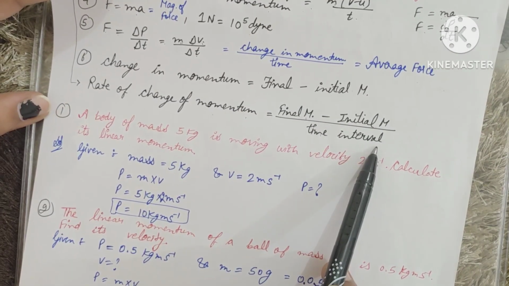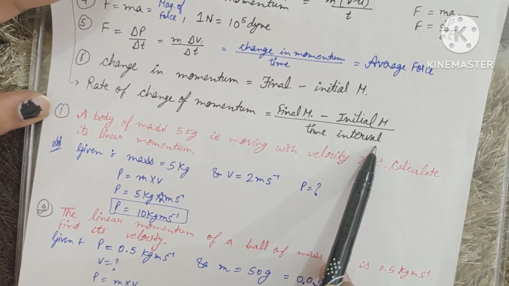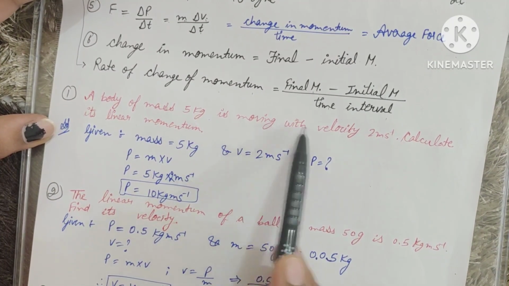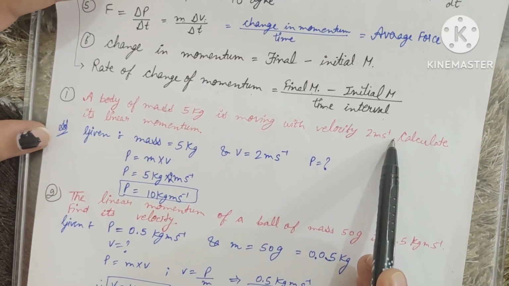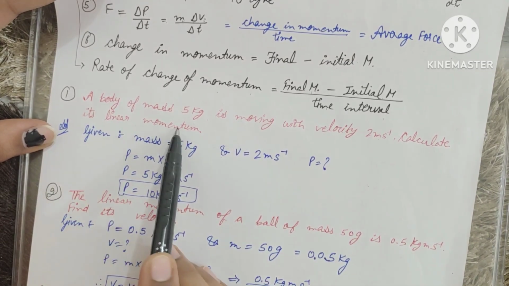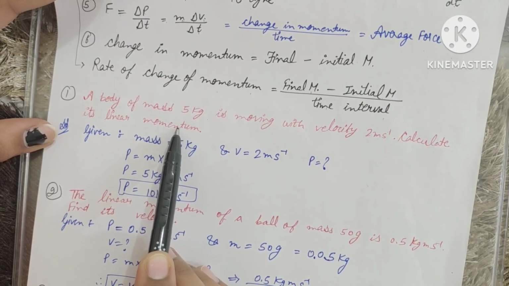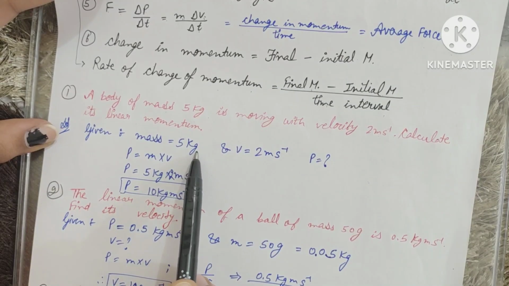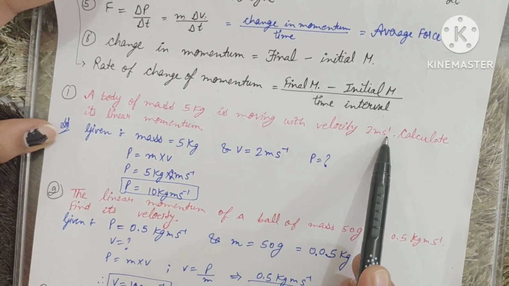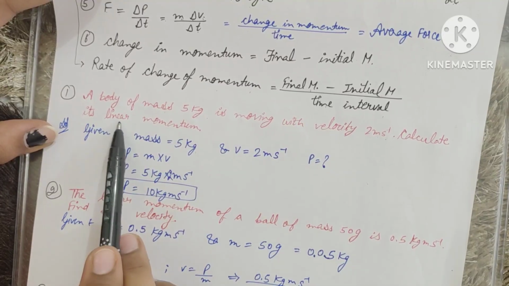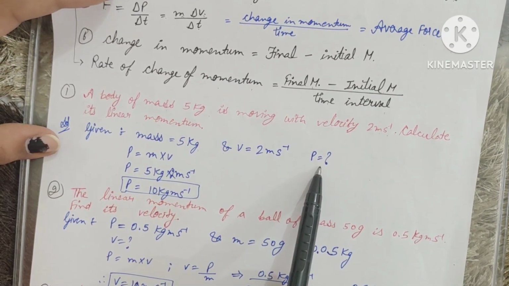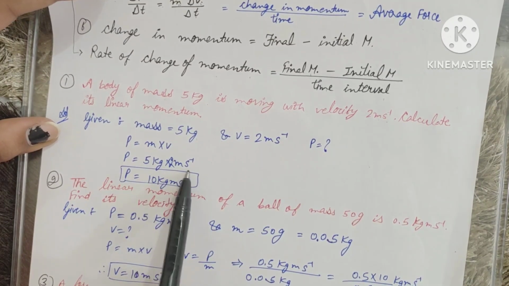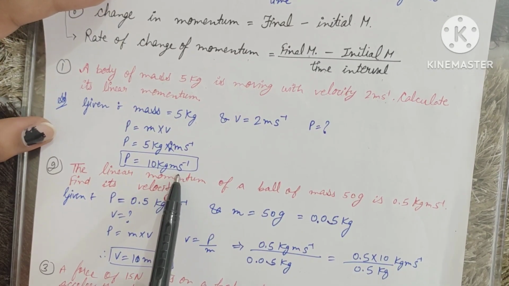Okay. Let's start with the first unsolved numerical problem now. The first one is, a body of mass 5 kg is moving with velocity 2 meters per second. Calculate its linear momentum. Firstly, write the things which are given to us. Mass is given 5 kg and the velocity is given 2 meters per second. We have to calculate the linear momentum, meaning P. What is the linear momentum formula? It is P equals mass into velocity. Multiply both the values, and you will get the answer of the linear momentum.